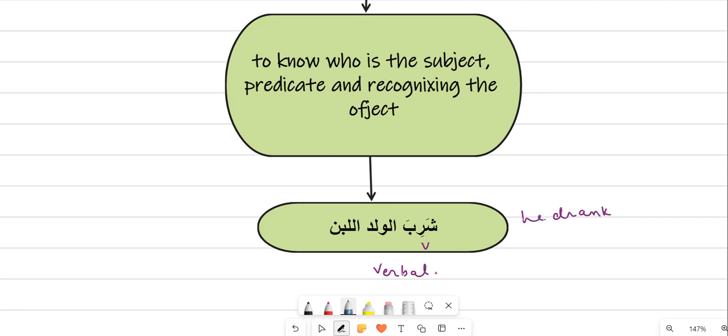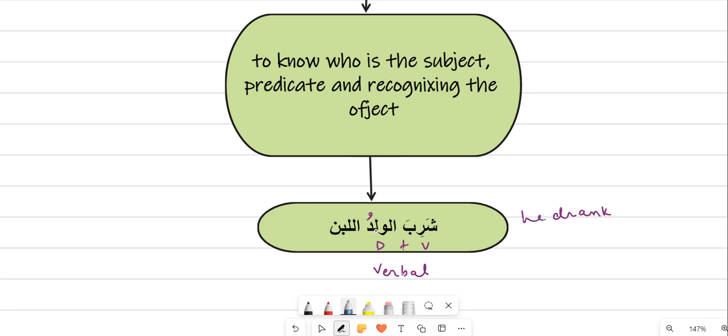Why do we call it verbal? Because the sentence starts with the verb. And why do we call it nominal sentence? Because the sentence starts with a noun. So here I'm dealing with a verbal sentence, or jumla fi'liyah. And know that just after the verb comes the doer, the one who is doing the action. So here the action of drinking is done by whom? The walad, meaning the boy.